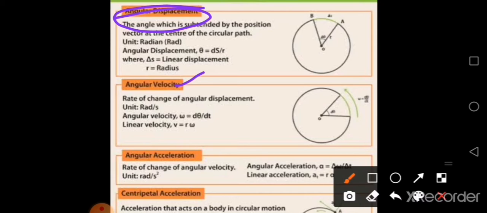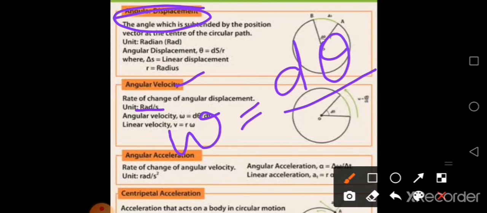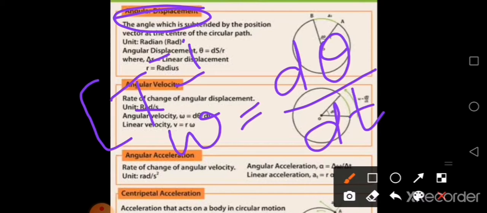The unit of angular velocity is radian per second. Angular velocity is denoted with the letter omega. It is not w; you read it as omega. Omega is given by the rate of change of angular displacement, that is d theta by dt, or delta theta by delta t. The dimensional formula of angular velocity, which you have already learned in dimensional analysis, is T inverse. So this is all about angular velocity.